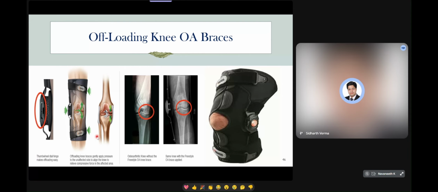Another good treatment is offloading knee osteoarthritic braces, which are underutilized at the moment, I feel, because it is very difficult to correctly wear them.